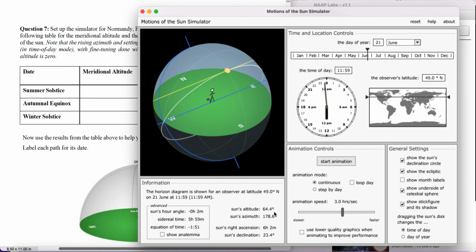Here, for example, I've already given you one of the answers. On the day of the summer solstice in Normandy, France, at a latitude of 49 degrees north, the sun's highest altitude, which is to say its meridional altitude, would be 64.4 degrees.